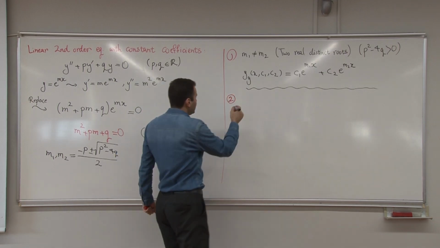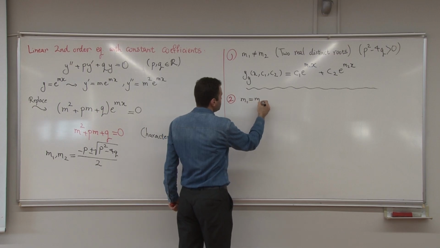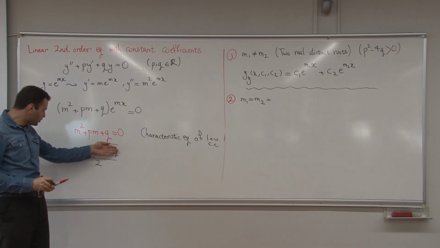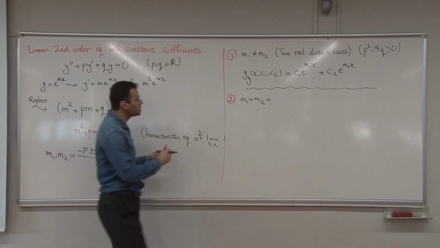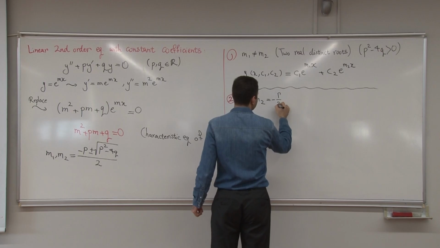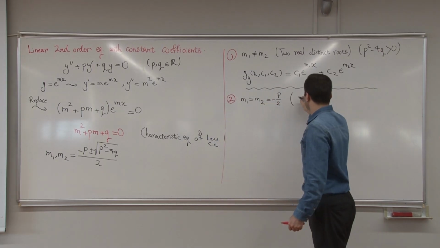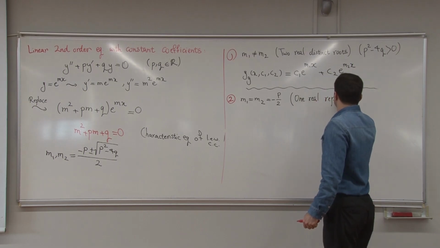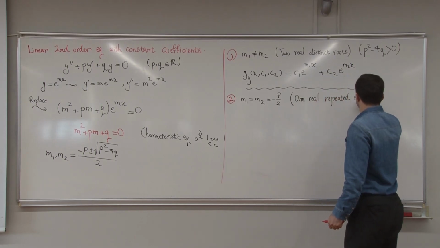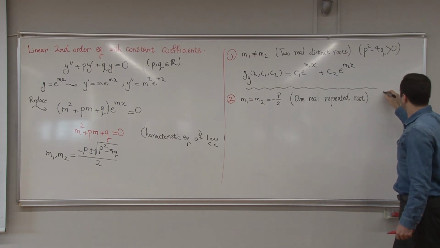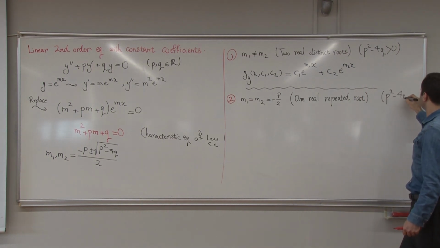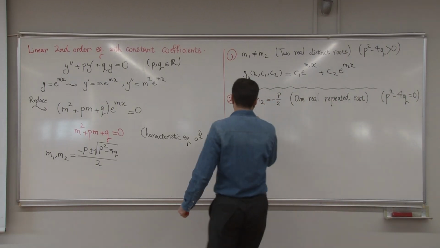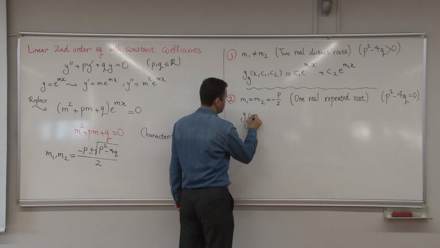Our second case is that m1 is going to be equal to m2. In this case, our p to the power of 2 minus 4q is equal to 0, which means that m1 and m2 are going to be just minus p divided by 2. One real repeated root, or equivalently when p to the power of 2 minus 4q is equal to 0. Okay? In this case, what happens? What is my general solution?